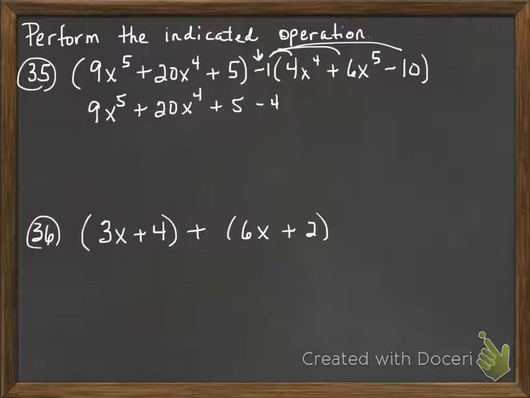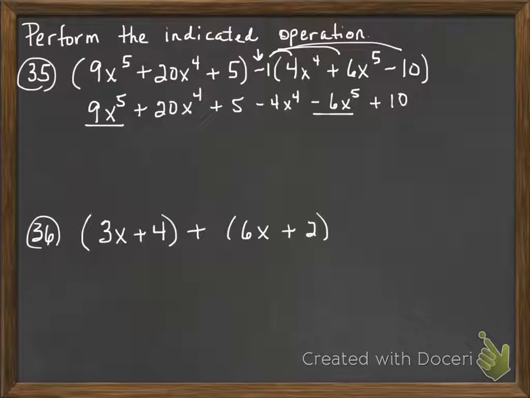So I get a -4x to the 4th. A -1 times a +6x to the 5th is a -6x to the 5th. And a -1 times a -10 is a +10. Now we just have a bunch of pluses and minuses. That just means we're combining like terms. So start with your highest exponent, x to the 5th. Look for any other terms that have x to the 5th. I have another term here, -6x to the 5th.